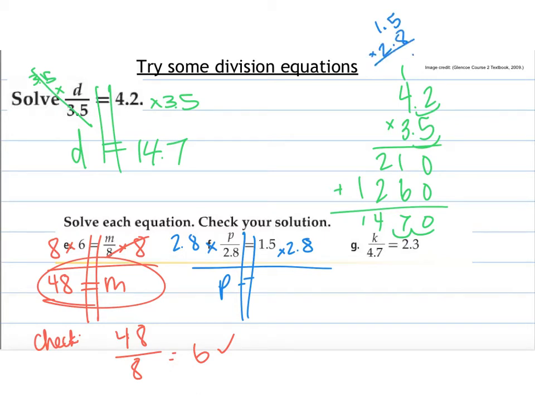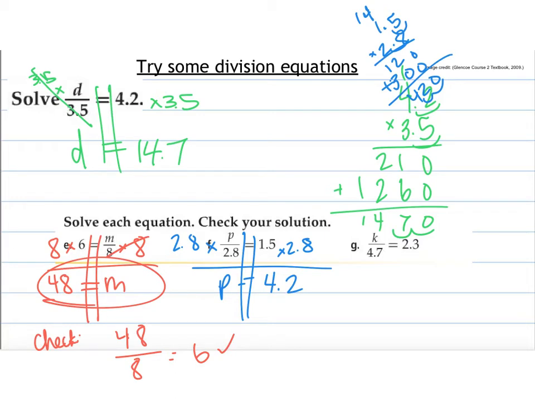Okay, 8 times 5 is 40. 8 times 1 is 8, plus 4 is 12. 2 times 5 is 10. 2 times 1 is 2, plus 1 is 3. Add those together. 4, 1, 2. So 2 spots over in our answer. So p equals 4.2. Okay.